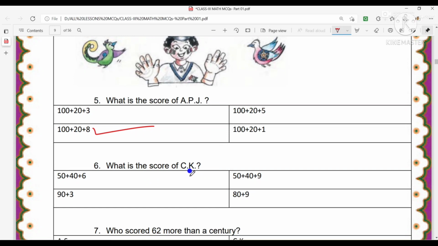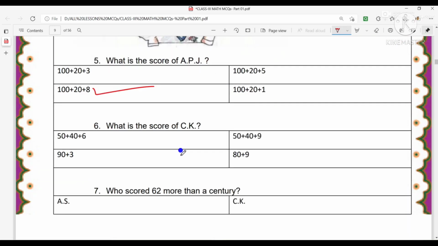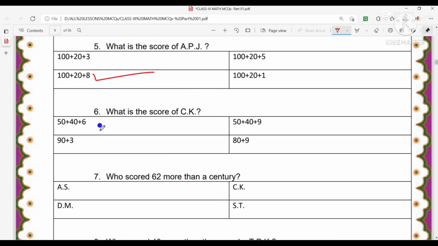What is the score of CK? CK scored 99. Okay. So 50 plus 40 plus 6.